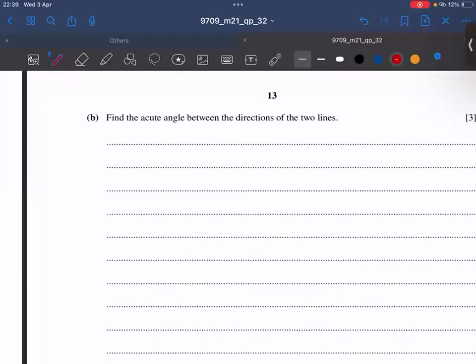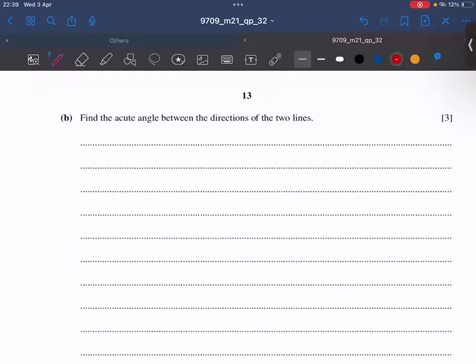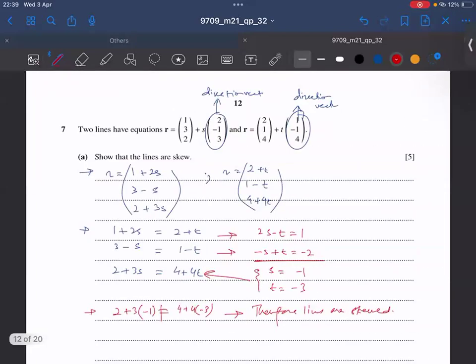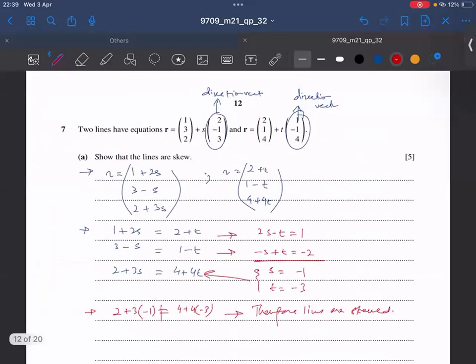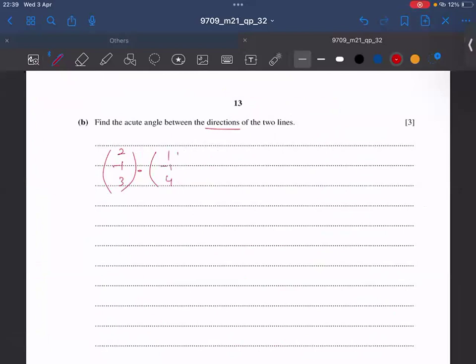Sorry. Now let's do the last part, and that is to find the acute angle. So for that, we'll be taking the dot product between the direction vectors of the two lines. It's going to be (2, minus 1, 3) dot (1, minus 1, 4) equals the square root of 2 squared plus minus 1 squared plus 3 squared, times the square root of 1 squared plus minus 1 squared plus 4 squared, times cos of theta.